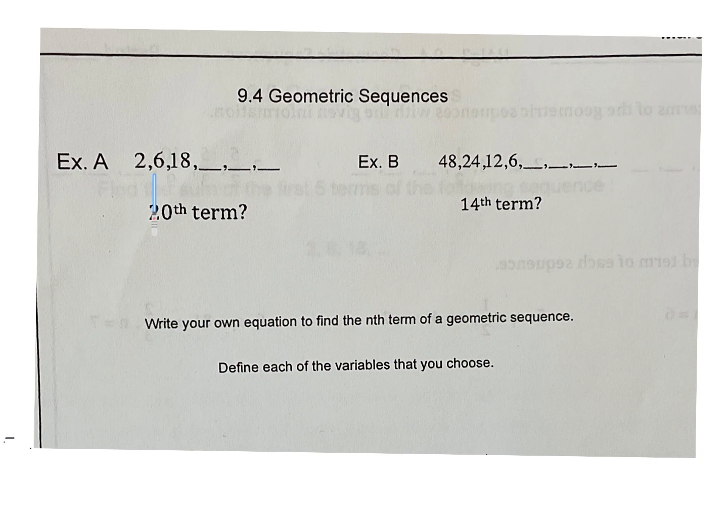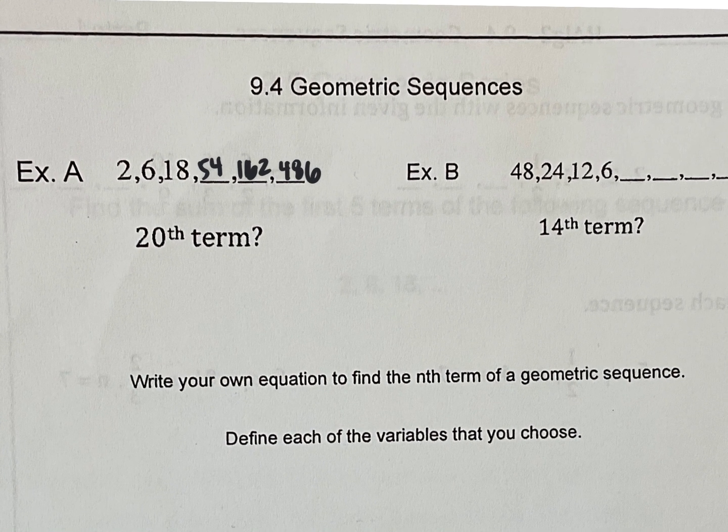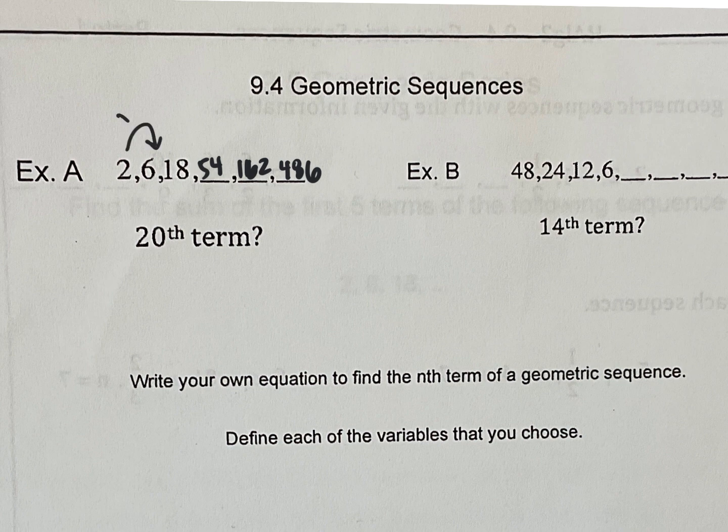2 times what gets me 6? 6 times 3 still gets me 18? Yeah, so use your calculator. 18 times 3. Yeah, 54 times 3. 162. And 162 times 3? 486. And what I like to write myself is I like to go like this. Boom, times 3. Just so that I know, like, hey, that's how I got there.